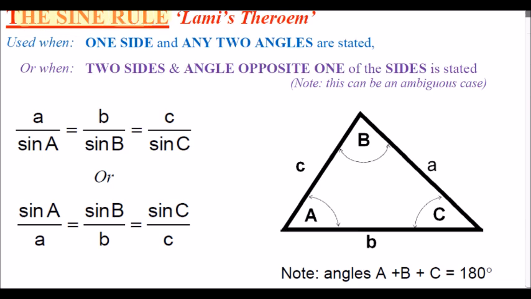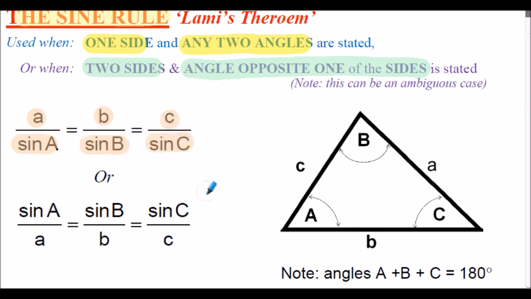Here's the sine rule. This applies to non-right angled triangles and is used when one side and any two angles are stated or known, or when two sides and the angle opposite one of the sides is stated or known. Here's the general format of the sine rule. a divided by the sine of A is equal to b divided by the sine of B is equal to c divided by the sine of C. I've just shown the equation inverted here for reference. Note that in the formula, uppercase letters denote the angles and lowercase letters denote the side that's opposite the angle.